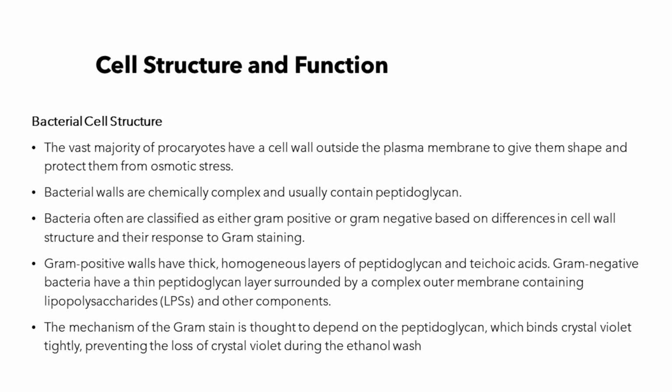Bacteria often are classified as either gram-positive or gram-negative based on differences in cell wall structure and their response to gram staining. Gram-positive walls have thick homogeneous layers of peptidoglycan and teichoic acids. Gram-negative bacteria have a thin peptidoglycan layer surrounded by a complex outer membrane containing lipopolysaccharides and other components.